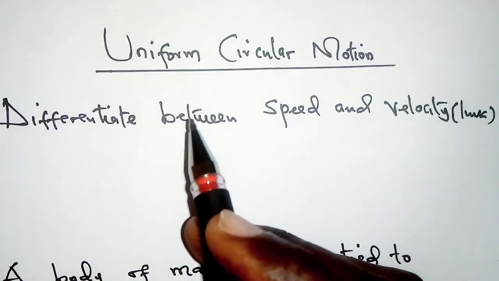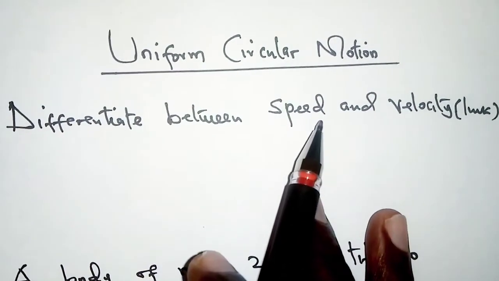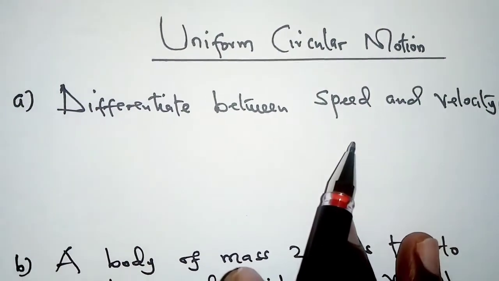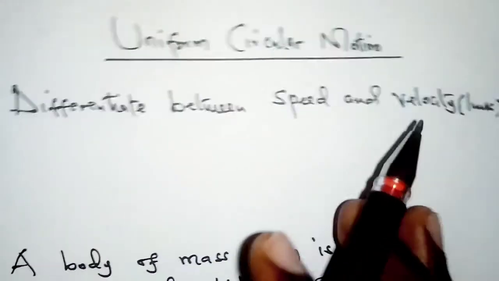In this video, we are going to learn something on uniform circular motion. And to begin with, the first question, we are asked to differentiate between speed and velocity.